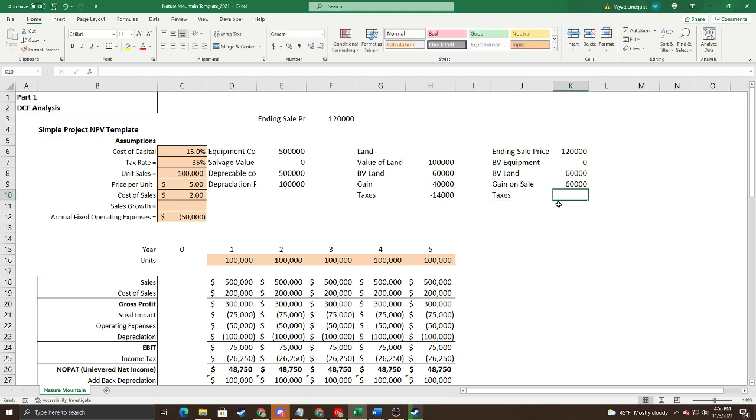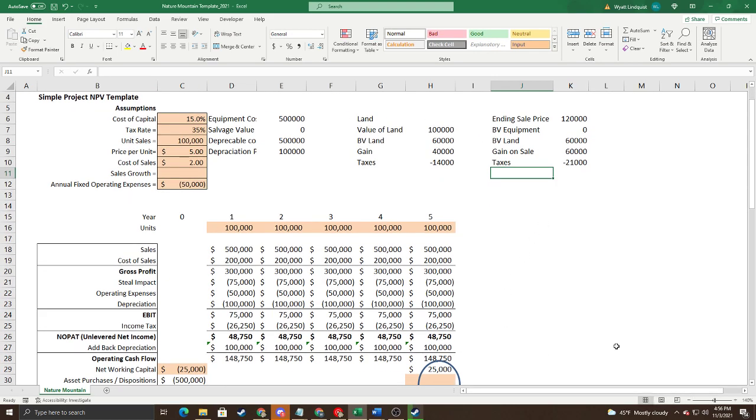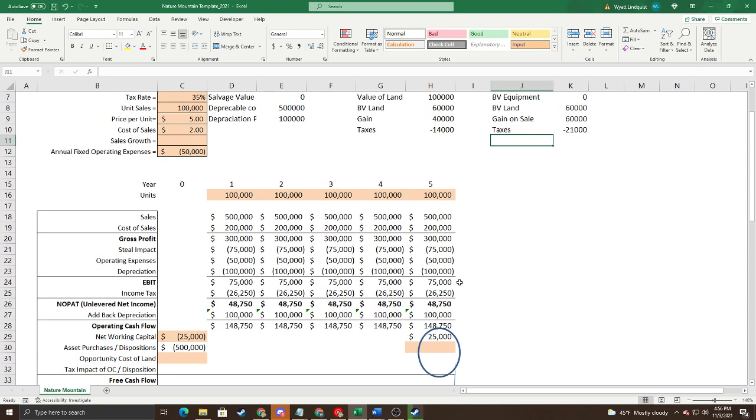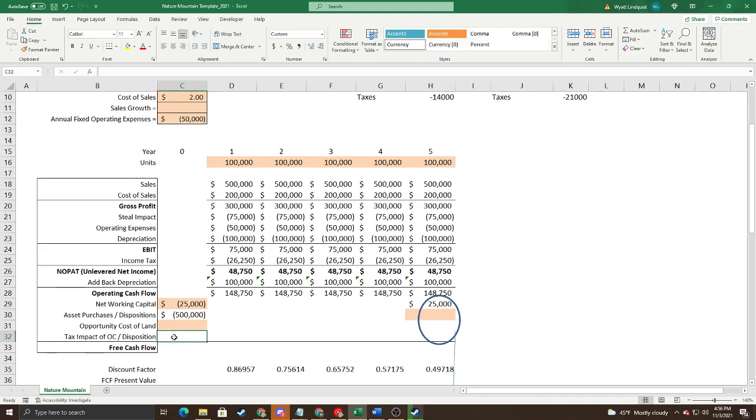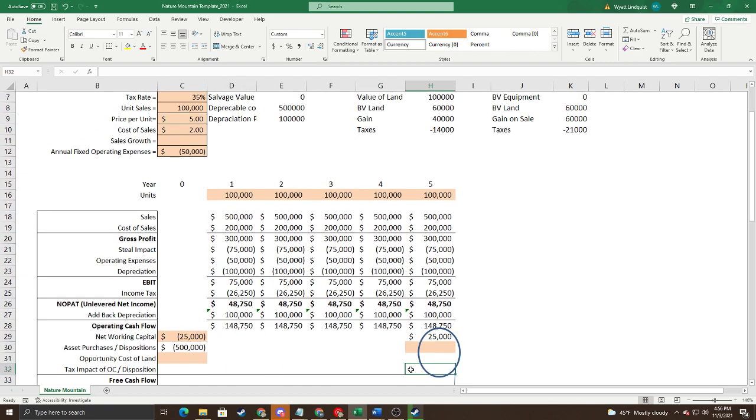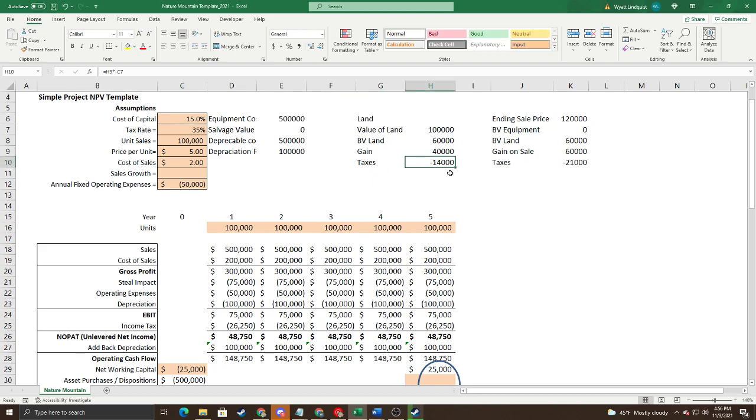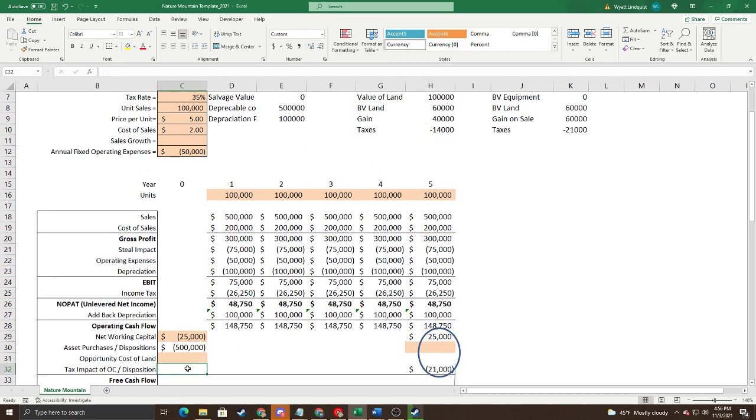Then we're going to have taxes on the sale, which are $60,000 times the tax rate, which we're going to make negative, and we're going to get $21,000 that we're going to have to owe in tax. So we're going to put that here. So the taxes are going to be negative 21,000. Our taxes from the opportunity cost of land are going to be there, which are going to be 14,000.